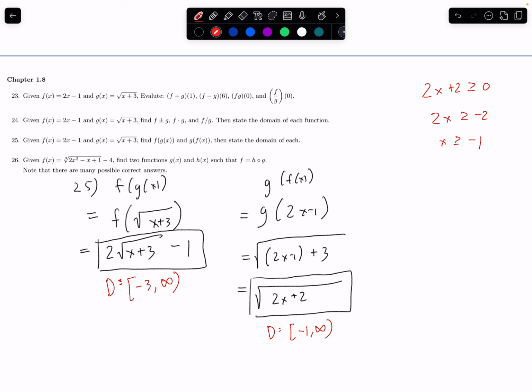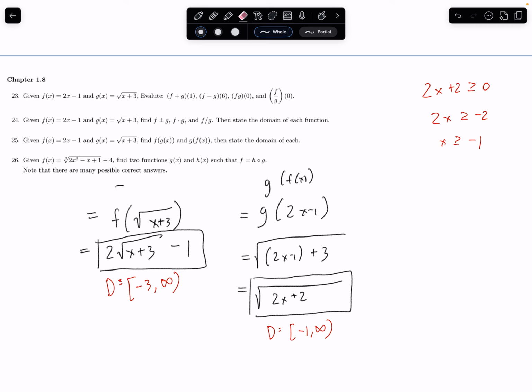It can be negative 1. If it's negative 1, I'll just get 0, and 0 is okay as an answer. But anything smaller than that is not okay, because it's going to have a negative square root. And that looks like it. That's it for that one.